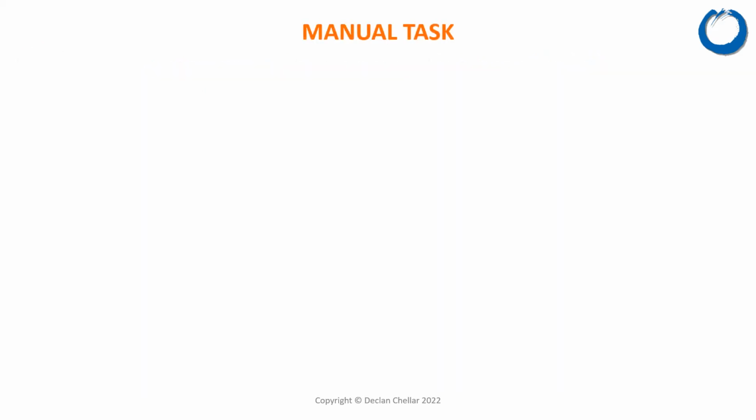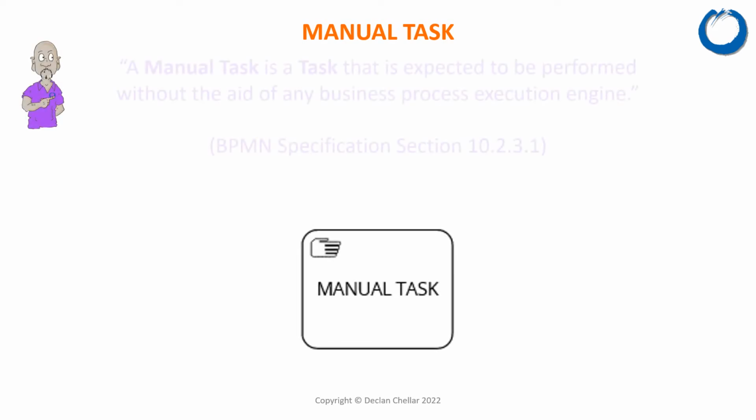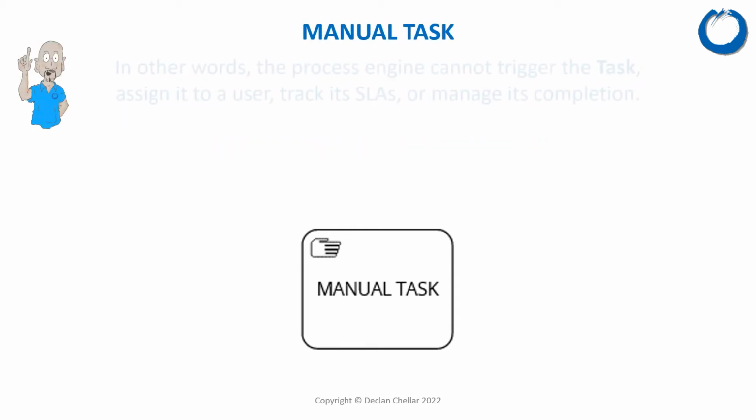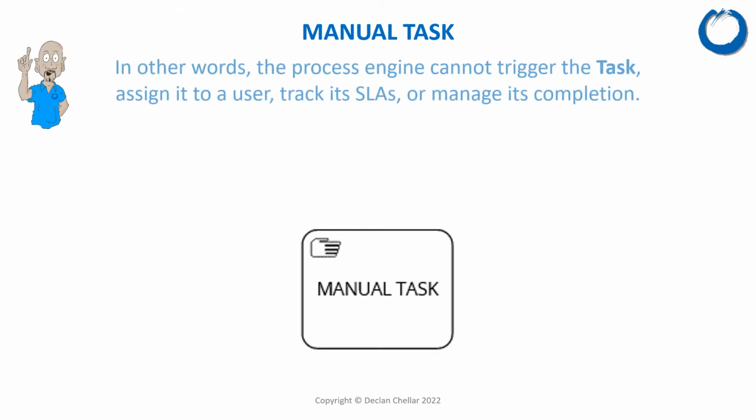Manual task. A manual task is a task that's expected to be performed without the aid of any business process execution engine. In other words, the process engine cannot trigger the task, assign it to a user, track its SLAs, or manage its completion.